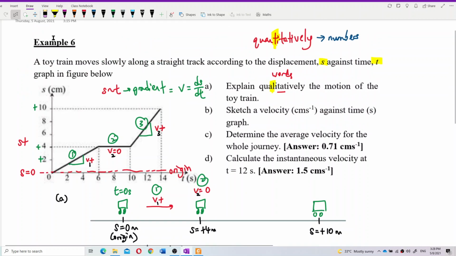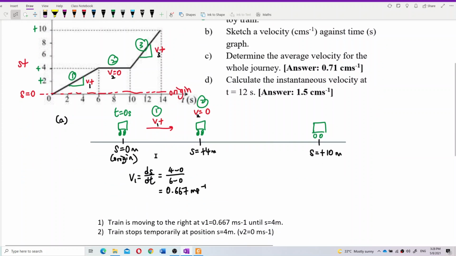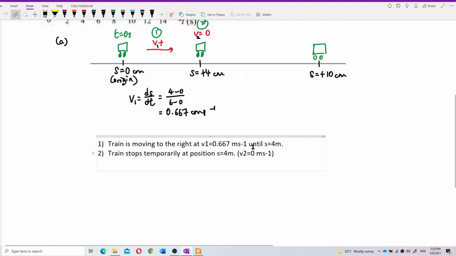Oh, this is in centimeter. So be careful, be careful with the unit. This is not meter. I'm wrong all this while. This is all in centimeter. You see that? You need to be careful. This is all in centimeter per second. So I'm wrong over here. This should be centimeter. Sorry.